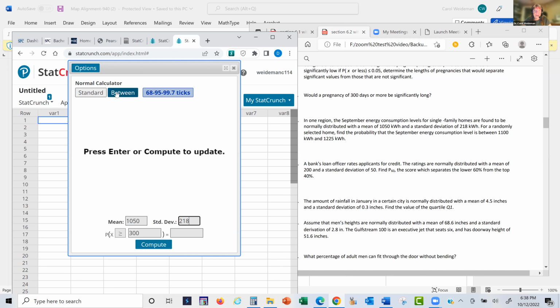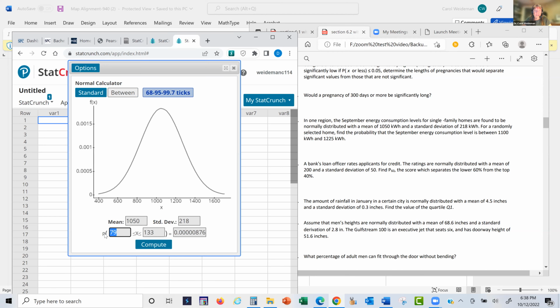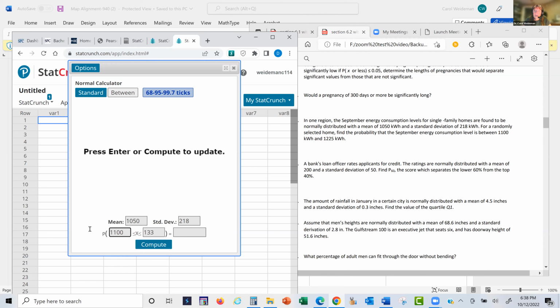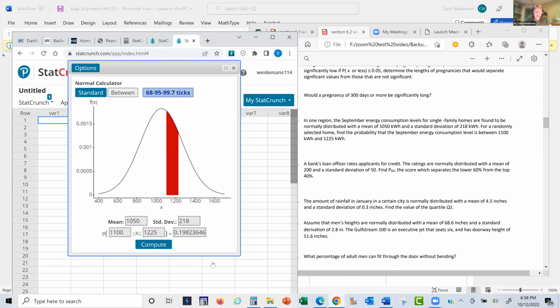So I'm going to use my between option. And I'm going to put in the lower bound, which was 1,100 and 1,225. And I get my probability. Okay, so for that particular house that was randomly selected, the probability that they'd consume between 1,100 and 1,225 kilowatt hours is 0.1982. All right, any questions? I'm not hearing any questions. Are we okay?